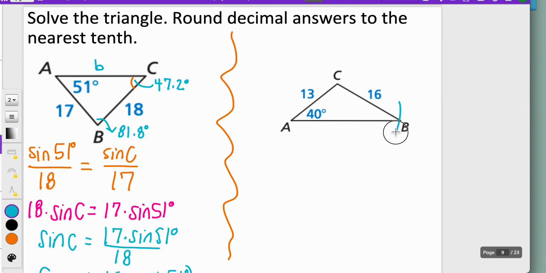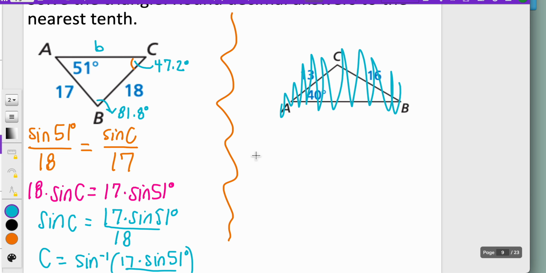I'm going to scribble this out for now, and we'll come back to it in a second, but I'm going to use my extra space here. So I'm still going to use my starting point of sine 51 degrees over 18 is now equal to the sine of 81.8 degrees over what is B.